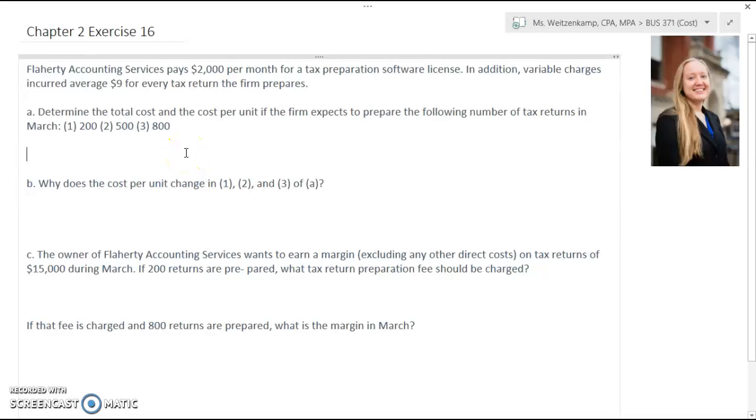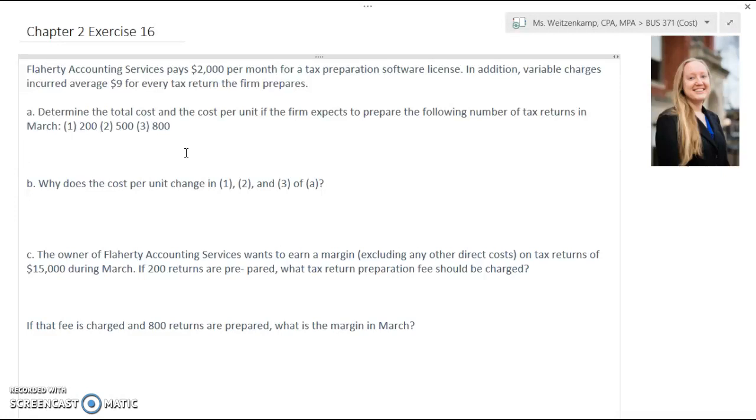Flattery Accounting Services pays $2,000 per month for a tax preparation software license. In addition, variable charges incurred average $9 for every tax return the firm prepares. Part A states, determine the total cost and the cost per unit if the firm expects to prepare the following number of tax returns in March.